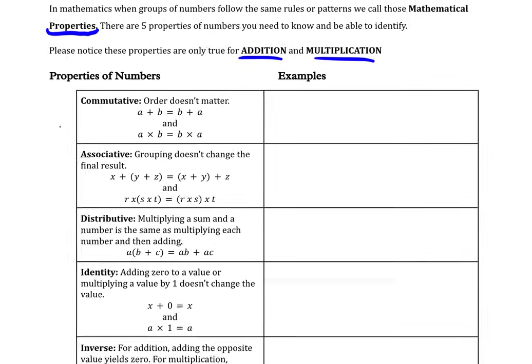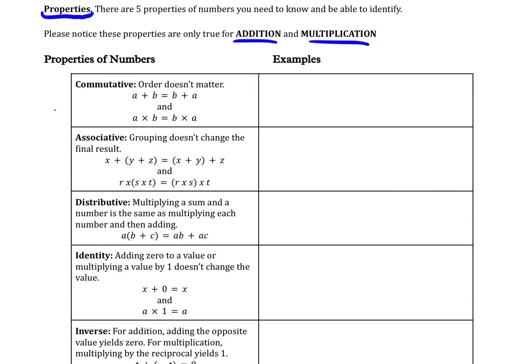Okay, so 5 properties. If you want to think about it, there's like a C, A, D, I, so maybe Caddy or Katie, if you want to remember a moniker for them. So let's kind of talk about what we're dealing with here. The first one is called commutative.